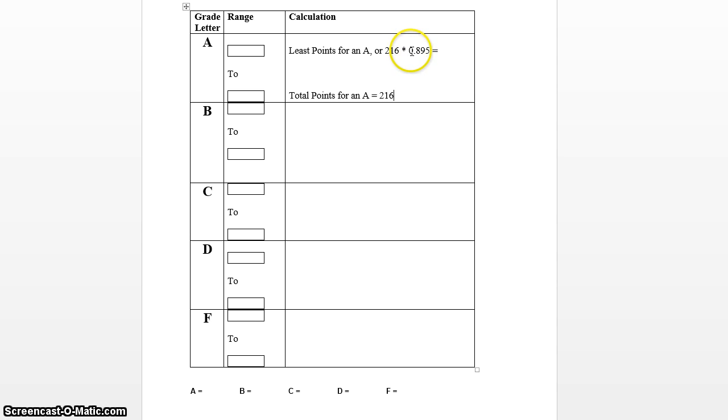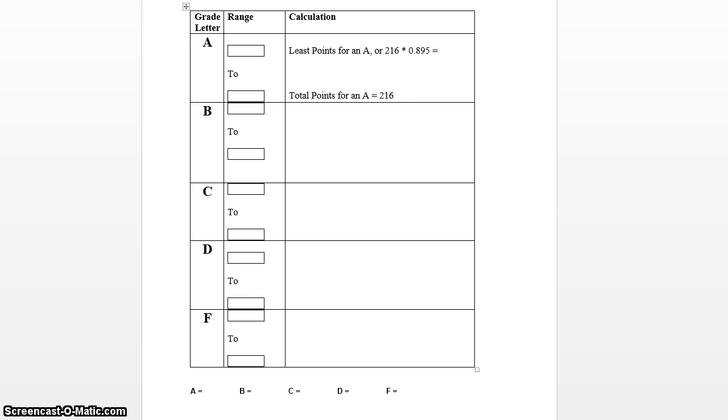So in order to get an A, the least amount of points you can get is about 89.5% of that total of 216. So basically, if you get an 89.5 in my class, you get an A. So to do the calculation, you have to multiply the total of 216 times 0.895.